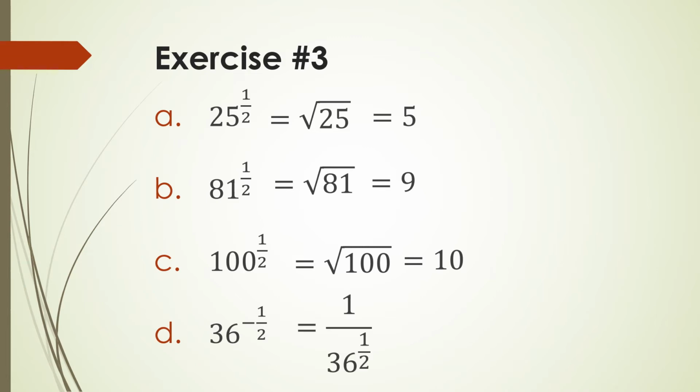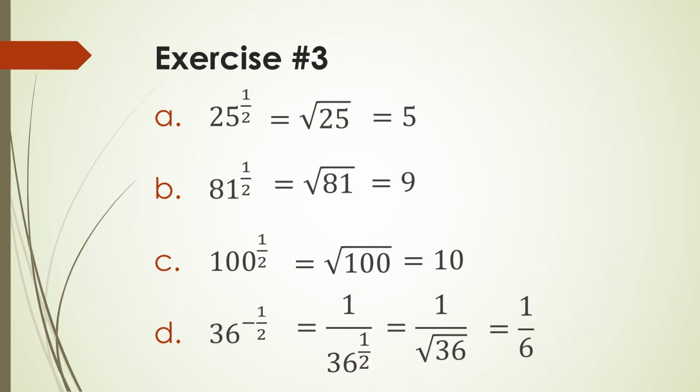10. Now the last one, which is important: 36 to the negative 1/2 equals, well, first let's get rid of the negative. So we're going to drop that in the denominator. So we got 1 over 36 to the 1/2. Well, we know that that's 1 over the square root of 36. So therefore, this answer is 1 over 6.